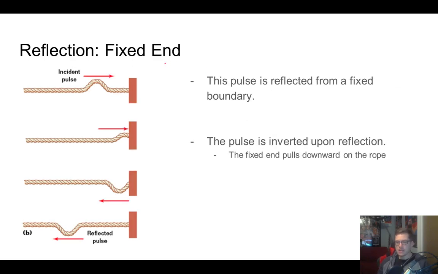In a fixed end, the reflection is inverted. The incident pulse comes in, and then this part is fixed. It cannot move. So when it gets reflected, it comes back opposite of the incident pulse. So it's inverted the other way around. This is our fixed end.